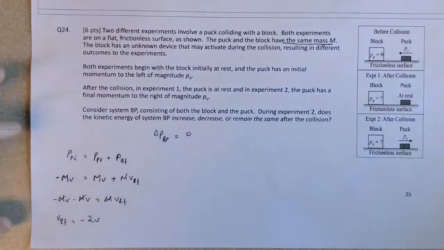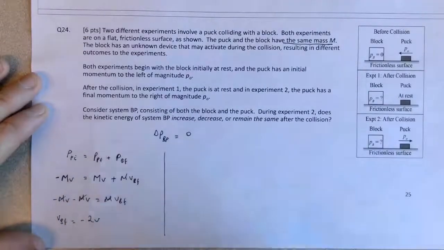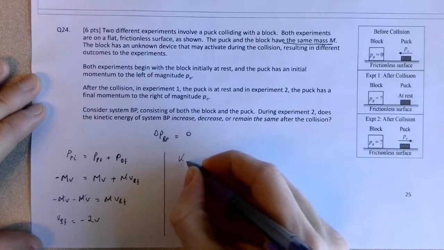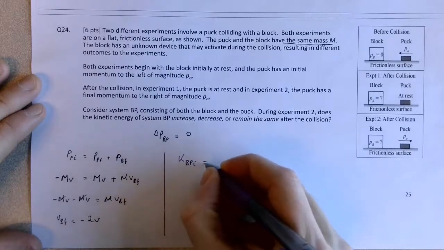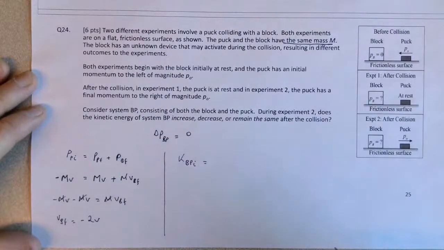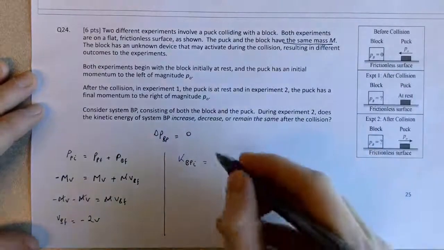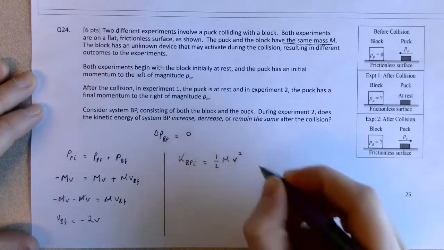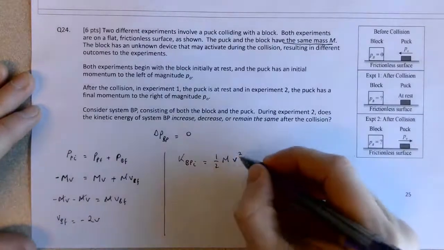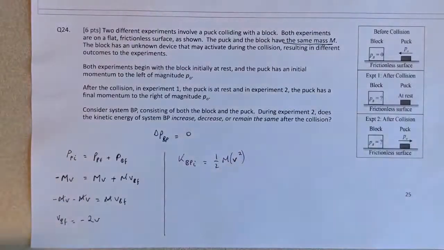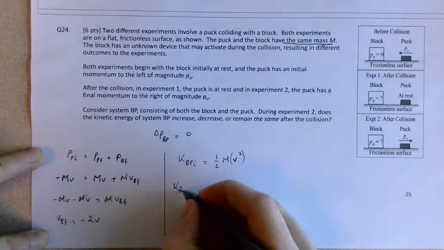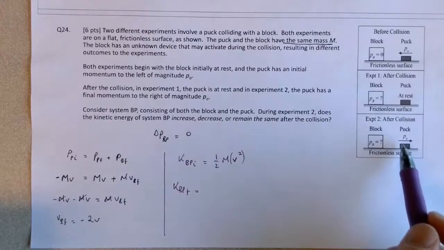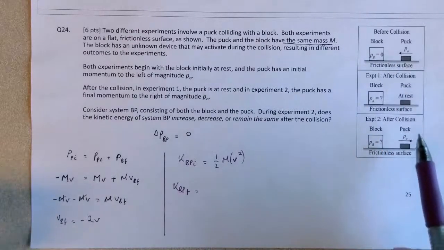For kinetic energy, we have to consider that kinetic energy is a scalar. The initial kinetic energy of the puck-block system is just the initial kinetic energy of the puck, since the block is initially at rest. So this is 1/2 m times v, all squared. But then for KBP final, the puck moves with the same speed after the collision as it had initially, so it moves with the same kinetic energy.